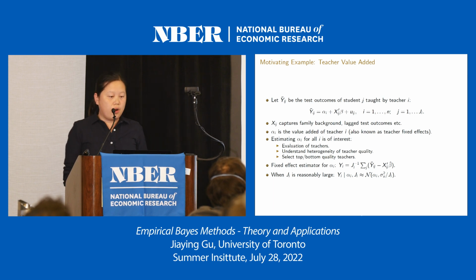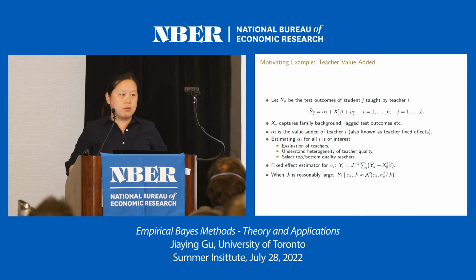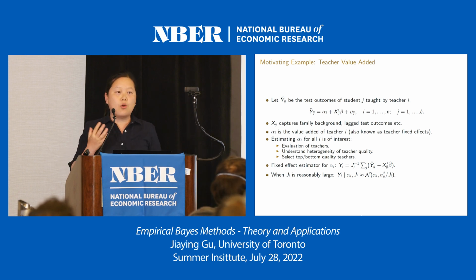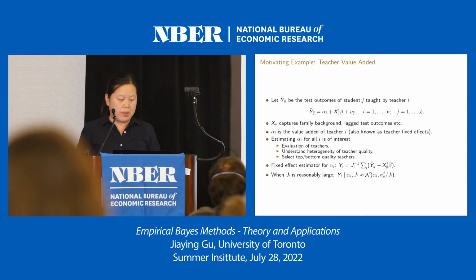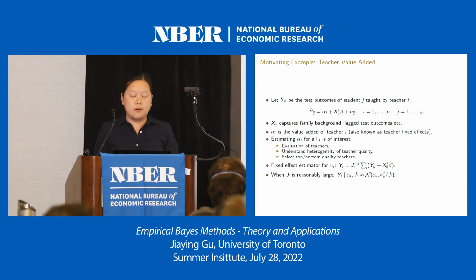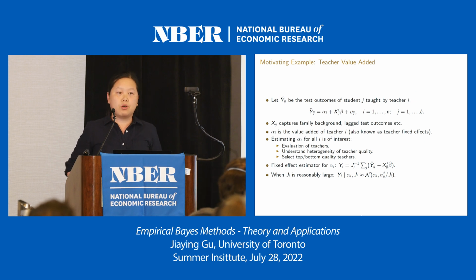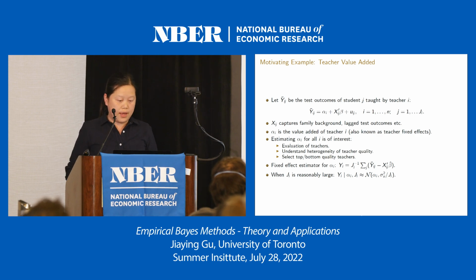Okay, so let me start off with this motivating example. It's probably simplified away from a lot of complications, but it would help us get at the key object that we have in mind. So let Y_ij denote the test outcome of student j taught by teacher i. In the literature of education economics, we typically run this so-called value-added regression, where the covariates X_ij capture a rich collection of information on student family background, lag test scores, teacher characteristics, and all that.